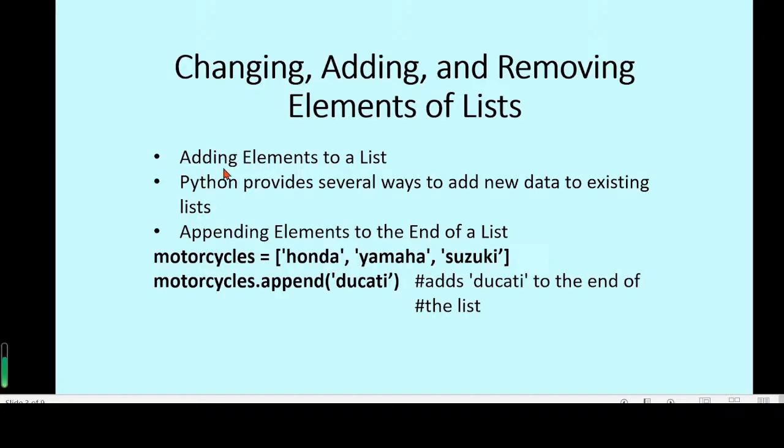And we can also add elements to a list. Python provides several ways to add new data to existing lists. We can append elements to the end of a list. So this is the original list for the motorcycle, and we can use the append function. So motorcycle dot append Ducati. The Ducati is added to the end of the list.